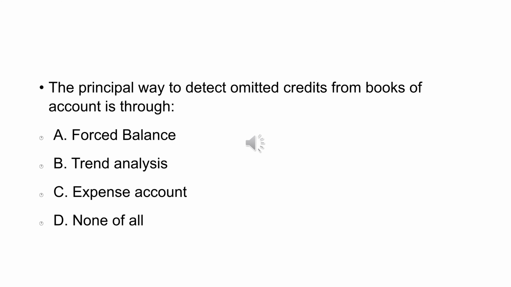The principal way to detect omitted credits from books of account is through: A. Forced balance. B. Trend analysis. C. Expense account. D. None of the above.